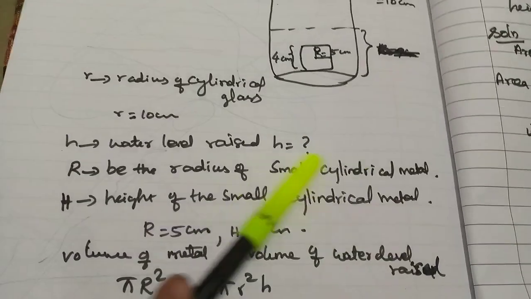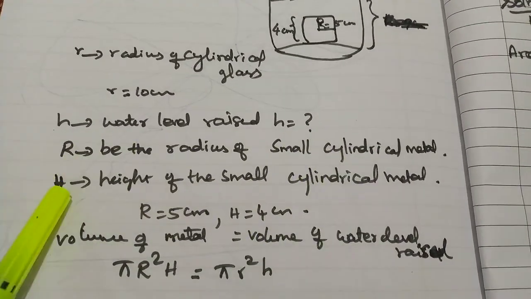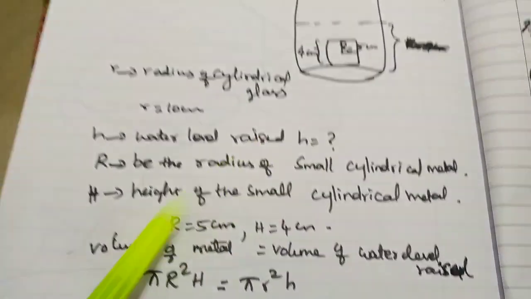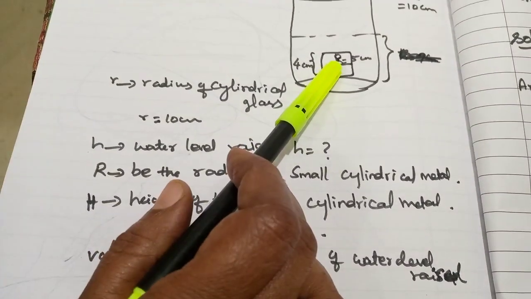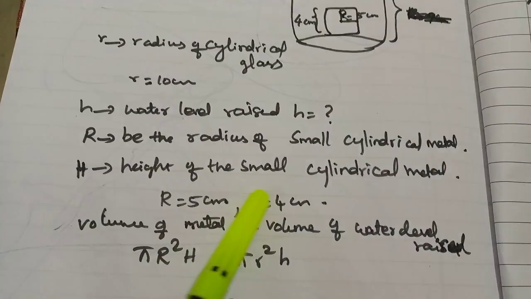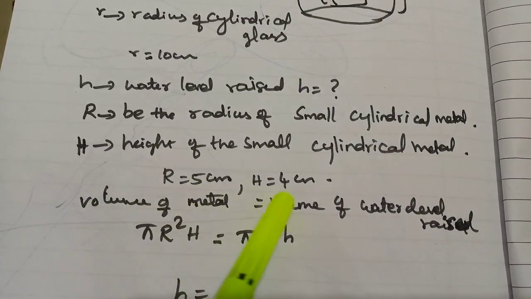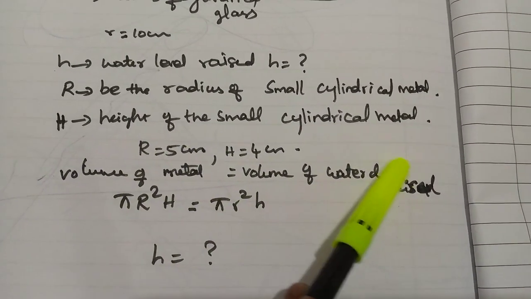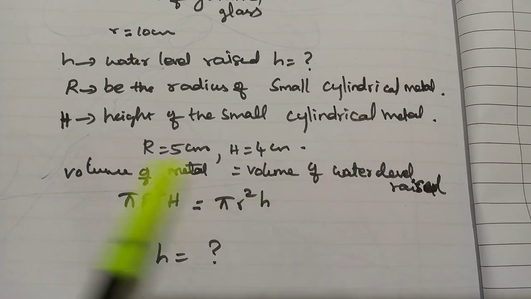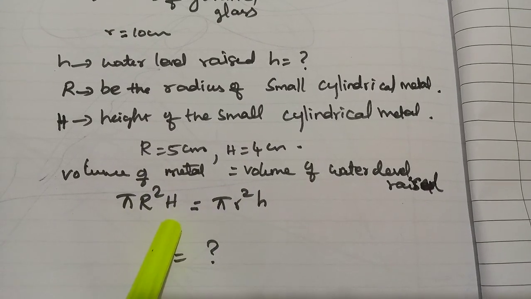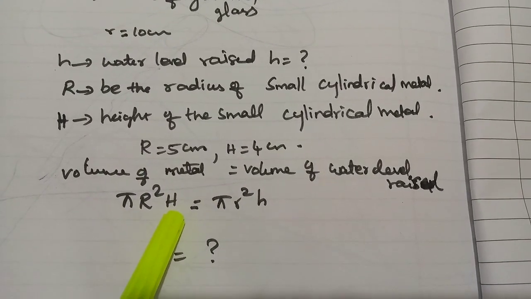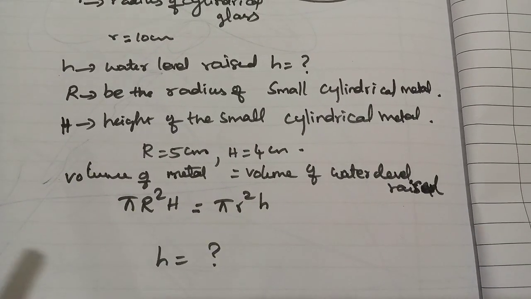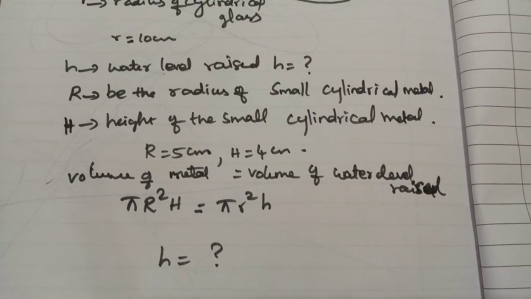Capital R be the radius of the small cylindrical metal, and capital H be the height of the small cylindrical metal. Now capital R is 5, capital H is 4. Small h we have to find out. The volume of the metal and the volume of the water level raised will be equal. In the formula, for the volume of metal we take capital H, and for the volume of water we take small h. If you equate both, you get the answer. Okay, completed. Thank you, students.